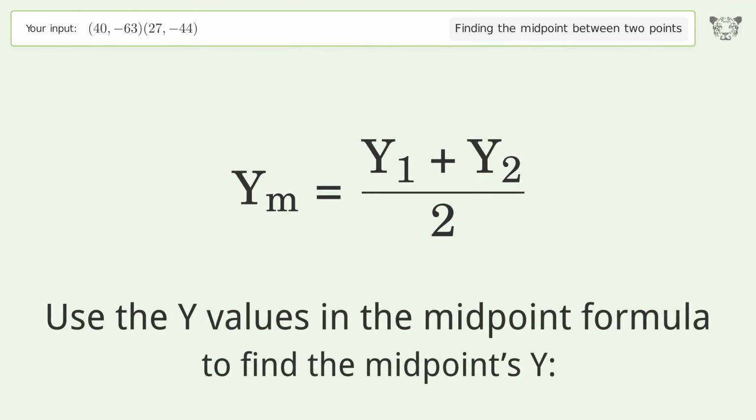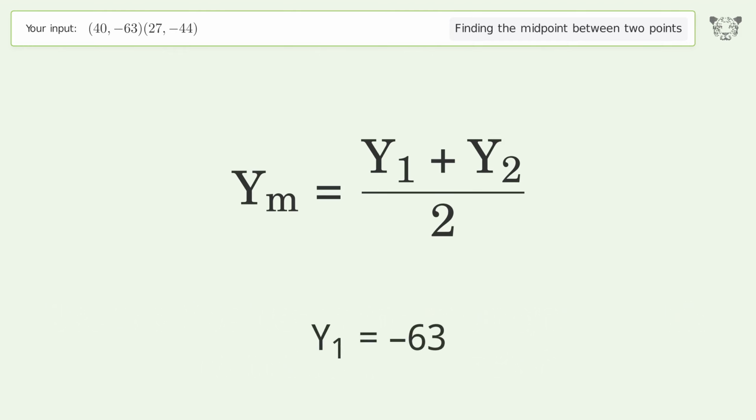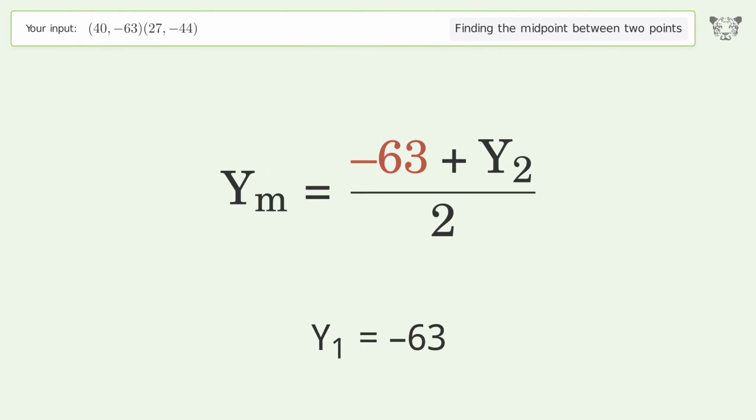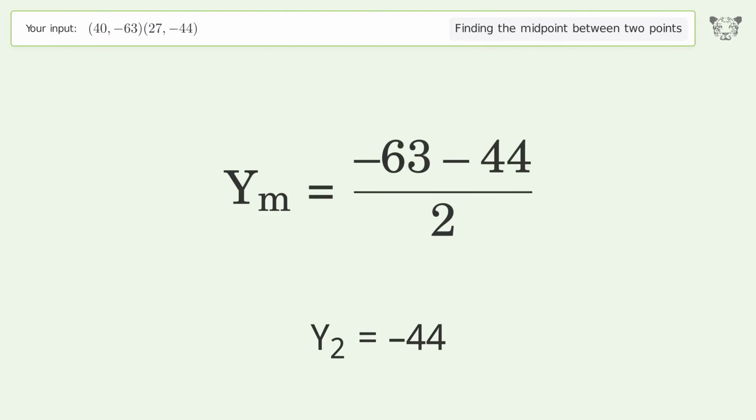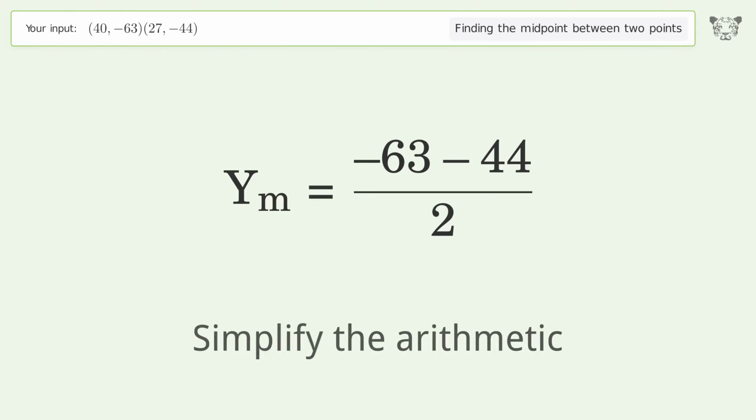Use the y values in the midpoint formula to find the midpoint's y. y1 equals negative 63. y2 equals negative 44. Simplify the arithmetic.